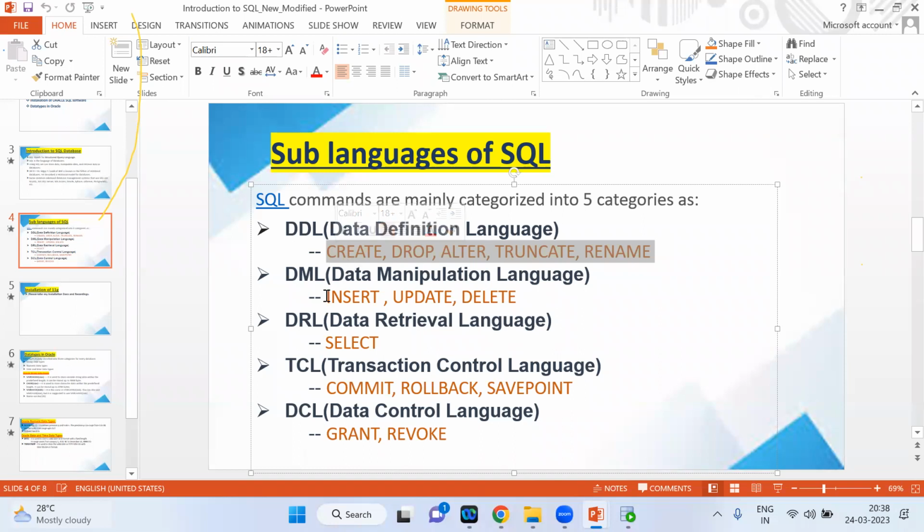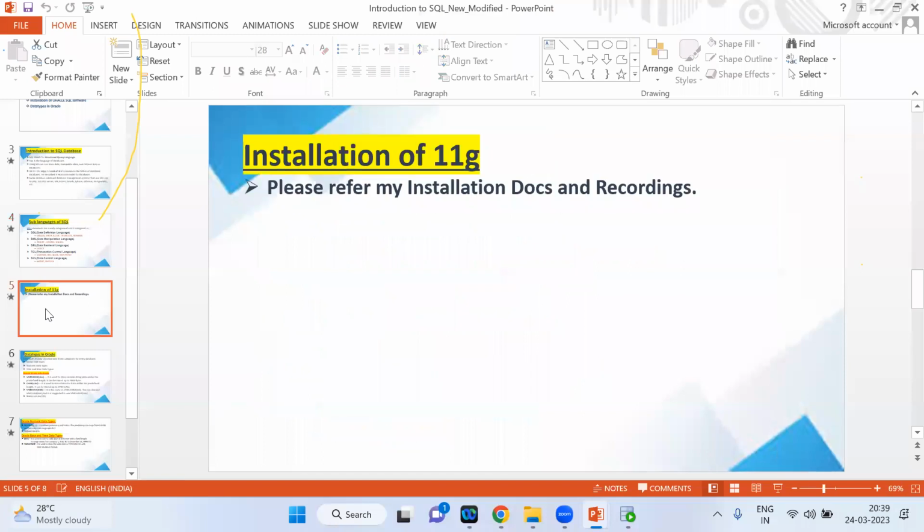Then we'll learn DML commands. Insert, update, and delete come in DML. DML stands for data manipulation language. DRL stands for data retrieval language. In this, the select statement will come, which we'll try to learn today. TCL: commit, rollback, and savepoint will come. DCL: grant and revoke will come. We will not learn this one. These are the sub-languages of SQL.